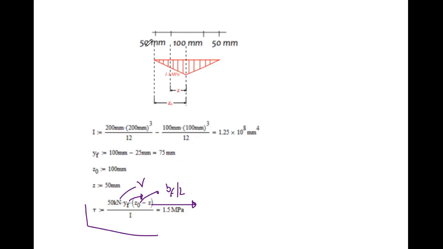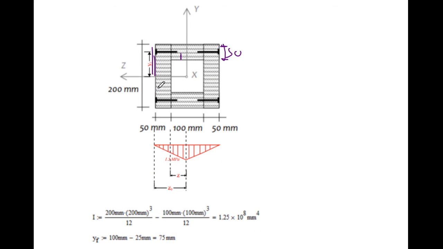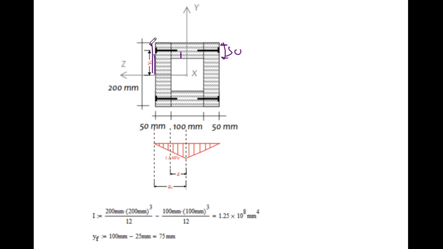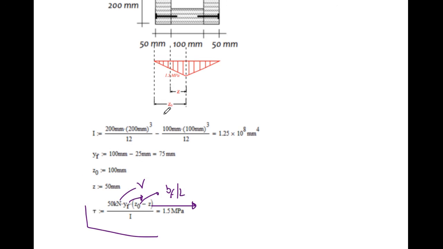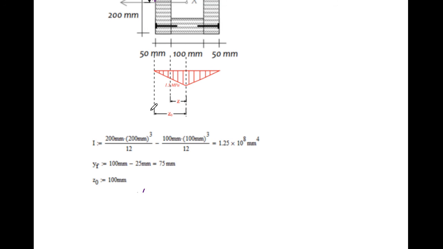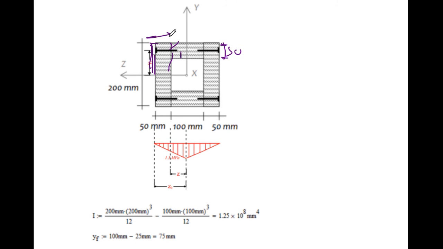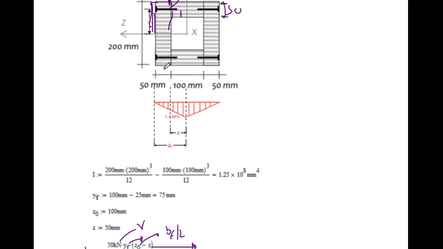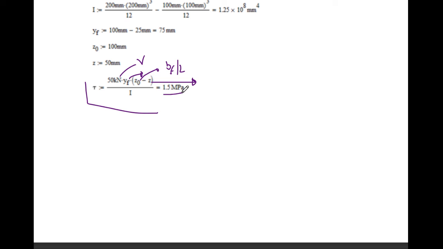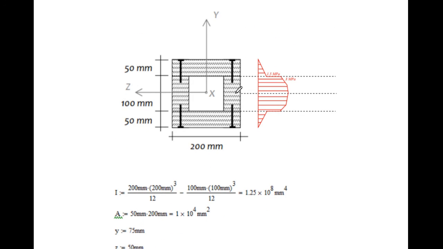So 100 minus 25 will be 75. The total distance is 100 from here to here, and we subtract this distance, so it will be 75. Then Z naught is 100 mm, and Z will be 50 because we need to find shear at this point. Putting all those values in, we get the shear as 1.5 MPa. Now in the second case the variation of shear will be something like this along this graph.